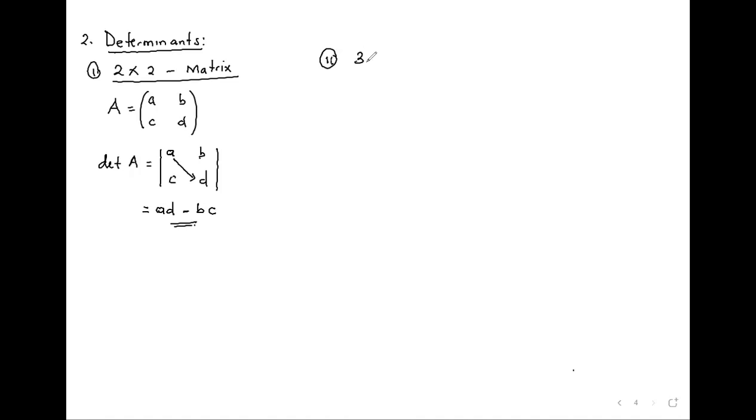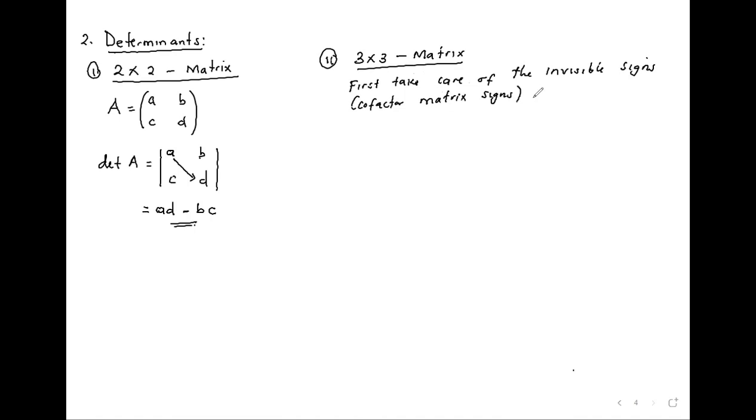Now, a 3 by 3 matrix. This one, first, you take care of the invisible signs. Okay, the cofactor matrix signs. So you know that for 3 by 3, you have plus, minus, plus, minus, plus, minus, plus, minus, plus. The entries that you see, behind them, there are these signs. If you want to get the determinant, you use these signs.